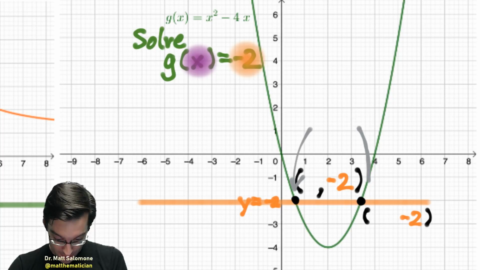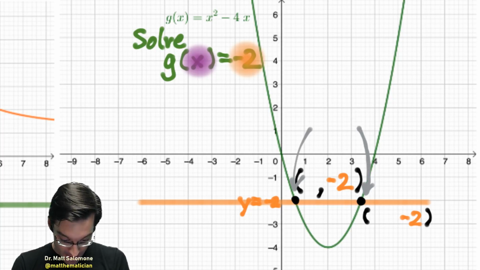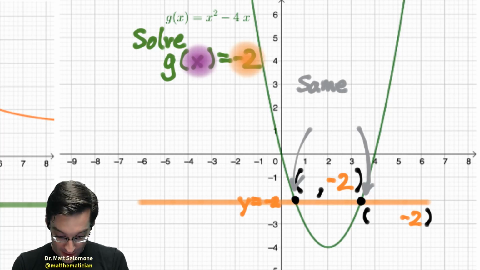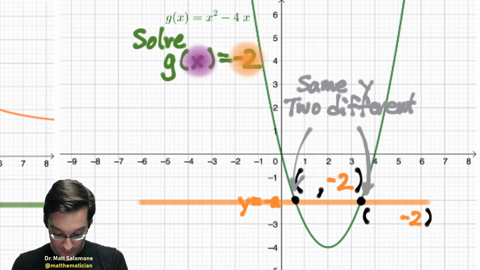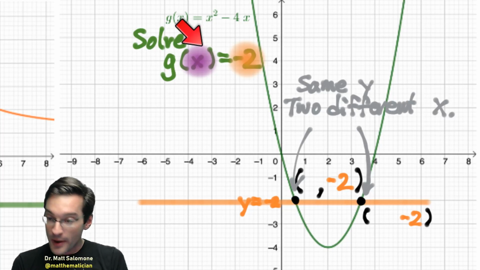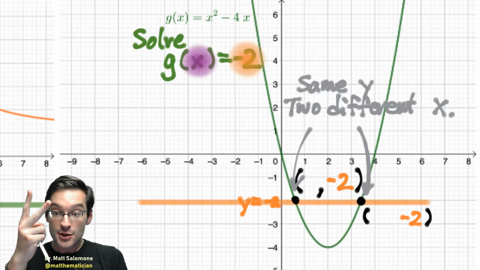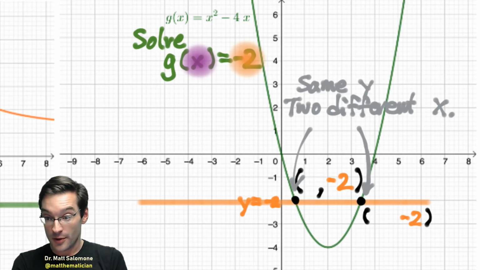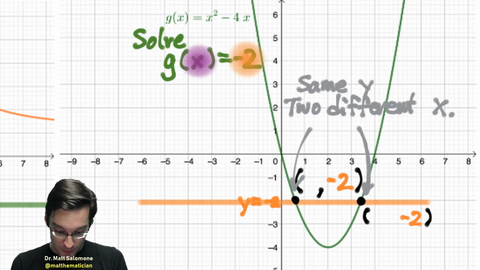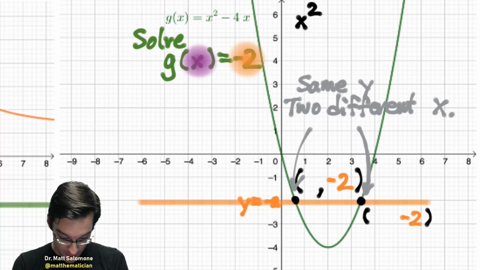Before we get to the rest of the details here, here we have an example where the same y value has two different x values. And so when I solve this equation, g of x equals -2, I'm going to get two different solutions to this equation. And we know enough algebra that we could just do it. Right? x squared minus 4x equals -2.